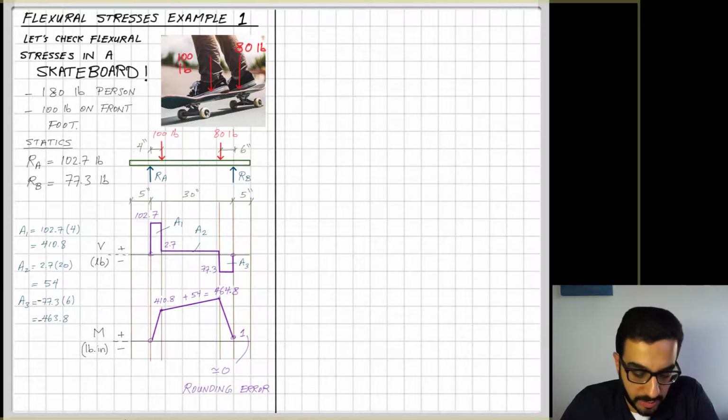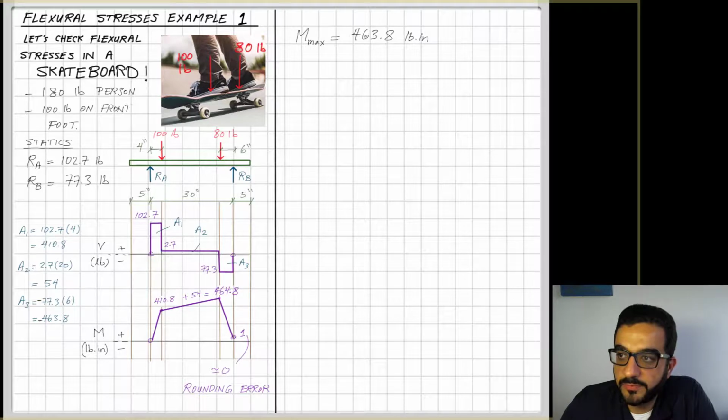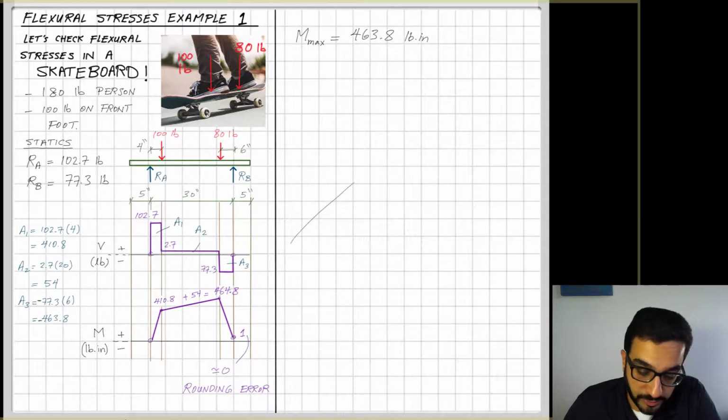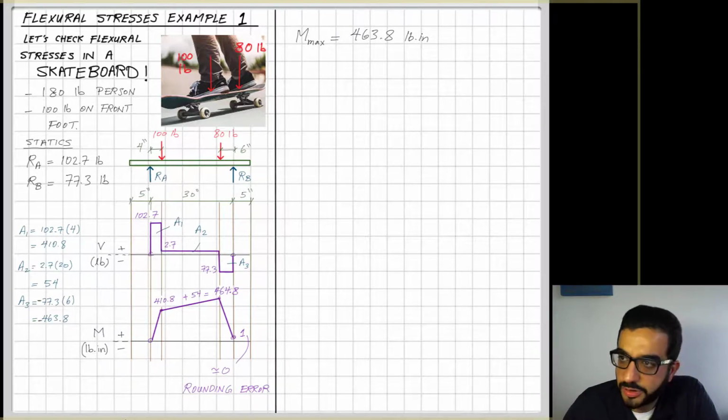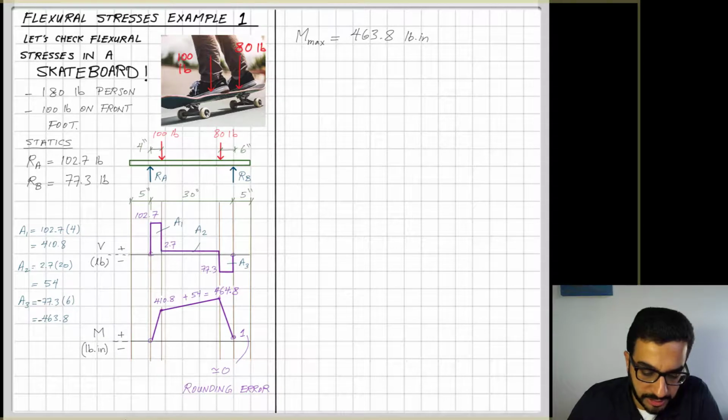It's less than 1%. So from here I can conclude that the maximum moment in this skateboard will be 464 pound-inch. So I will correct that also, 464.